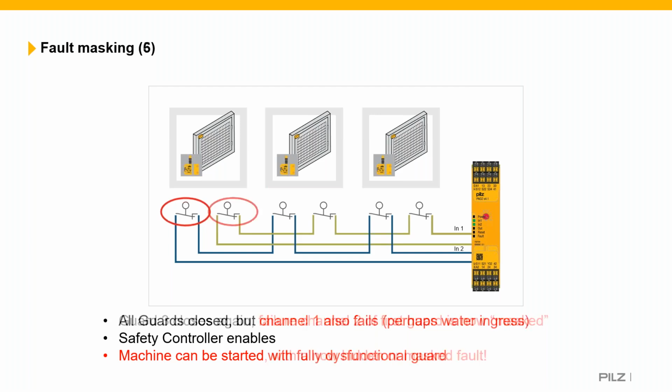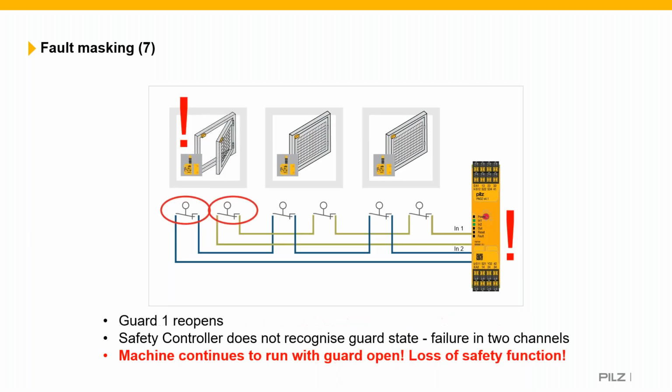It then means that if, for whatever reason, the second channel on that guard number 1 switch fails, it might be there's water ingress because it's in a washdown area or something like that, or whatever it might be. We then have an issue where if both fail, you open the guard and we lose the safety function. So fault masking is a very, very important thing. We need to ensure that we have a way of preventing this from happening.